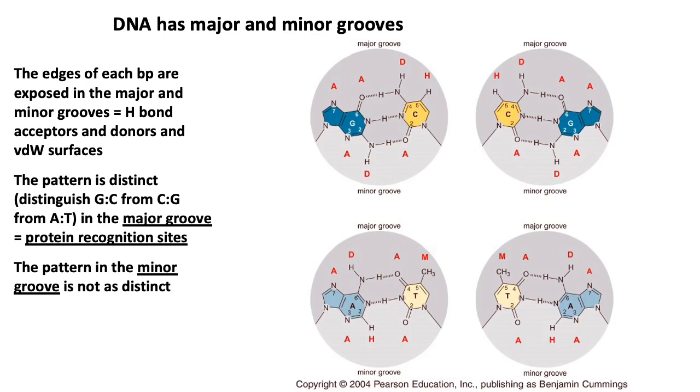Now, the major groove, being larger, can accommodate proteins more easily than the minor groove, because the minor groove is smaller. The proteins don't fit very well. And on top of that, if you look at the minor groove side labeling in red letters, there's not a huge variety there. You've got 2 acceptors on the outside in all cases, and then you've basically got 1 donor on the inside. And it's just a minor variation in shape.